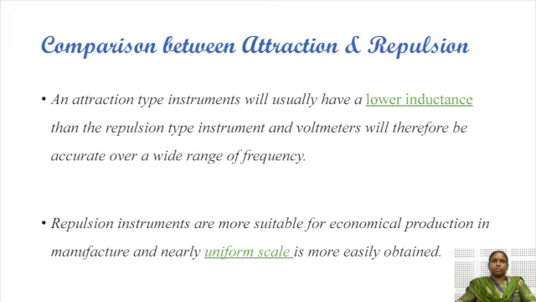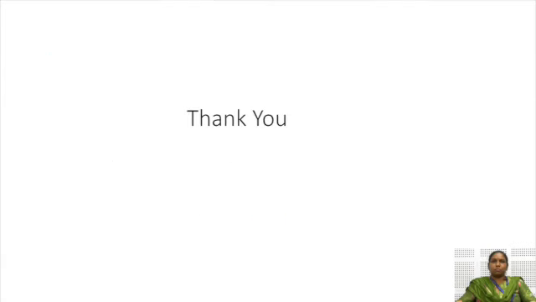Comparison between attraction and repulsion. Attraction type instruments will usually have a lower inductance than repulsion type instruments, and the voltmeter will therefore be accurate over a wide range of frequency. Repulsion instruments are more suitable for economical production in manufacture, and a nearly uniform scale is more easily obtained.